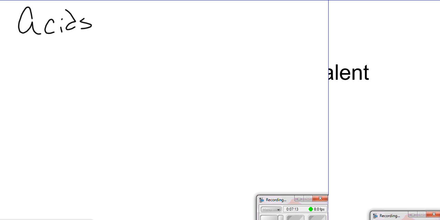The most basic definition of an acid is something that starts with hydrogen, has hydrogen as its cation, and has some anion. And that anion could be monoatomic, meaning it can be anything like bromine or chlorine, or it can be polyatomic, like sulfate or phosphate. When you're naming an acid, you start by naming it exactly how you name ionic compounds.